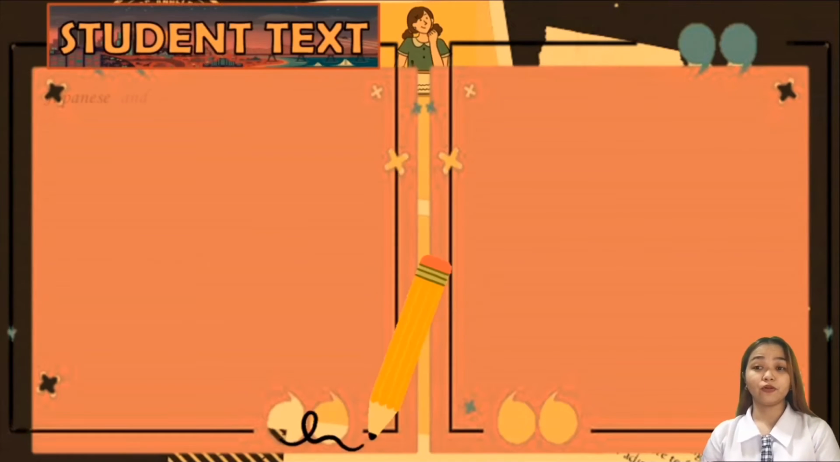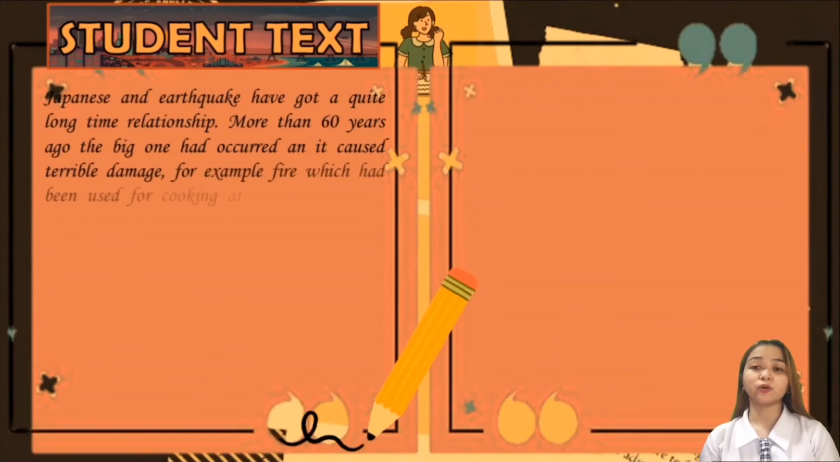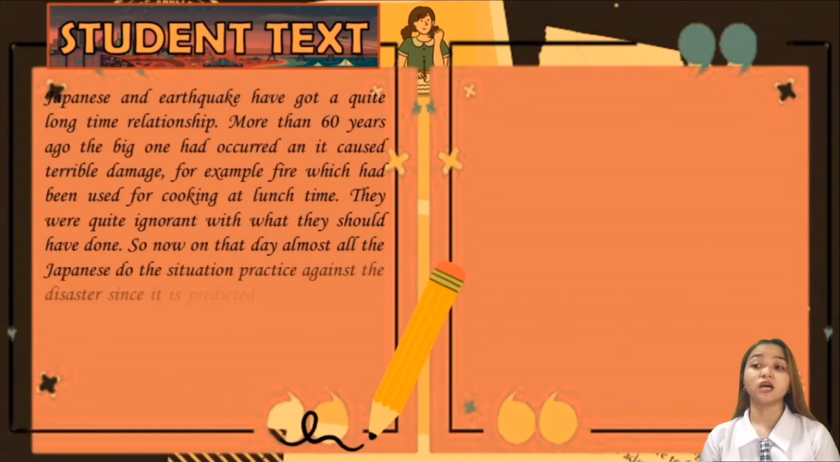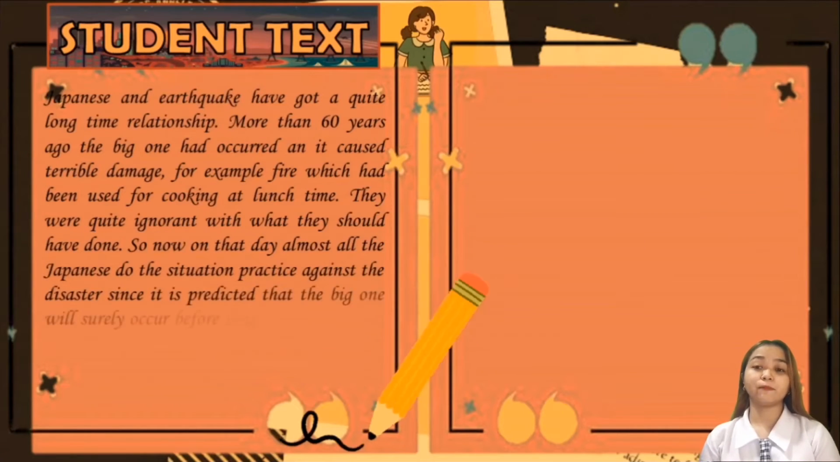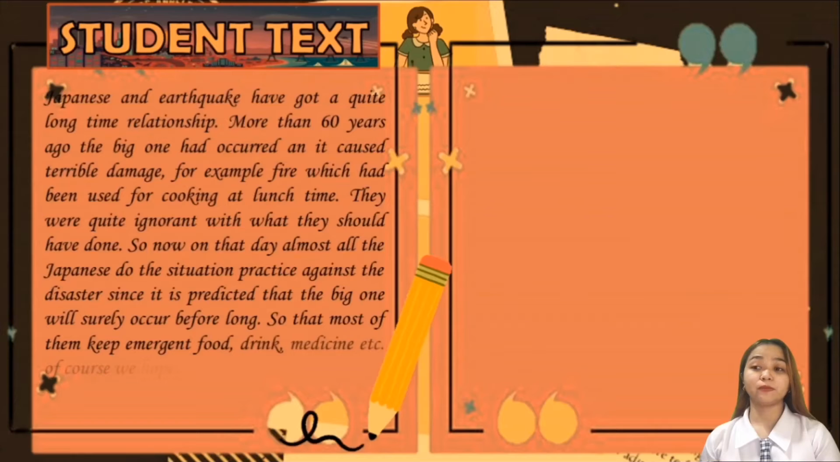So here is an example of the student text. Japanese and earthquake have got a quite long time relationship. More than 60 years ago, the big one had occurred and it caused terrible damage. For example, fire, which has been used for cooking at lunchtime. They were quite ignorant with what they should have done. So now, on the day almost all the Japanese do the situation practice against the disasters, since it is predicted that the big one will surely occur before long. So that most of them keep immigrant food, drink, medicine, etc. Of course, we hope these things are not in need.